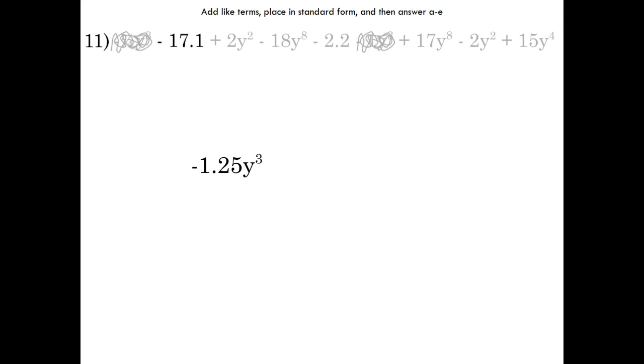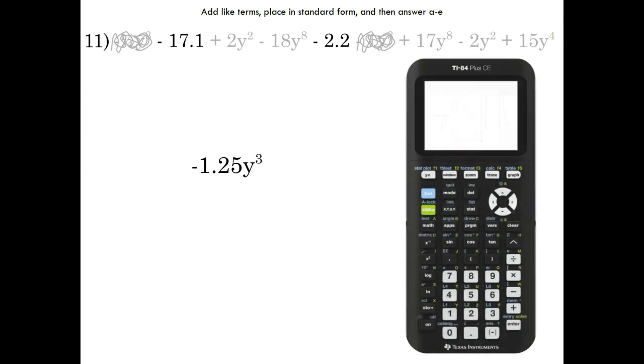We then have negative 17.1. That has no variables, so you have to look for which term is also just a number. That is the negative 2.2. Again, you use the calculator to add like terms together. Negative 17.1 plus a negative 2.2, and you get negative 19.3, and you write that down next to the negative 1.25 y to the third.